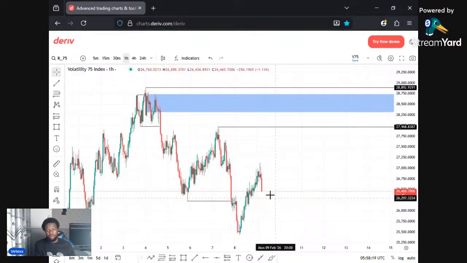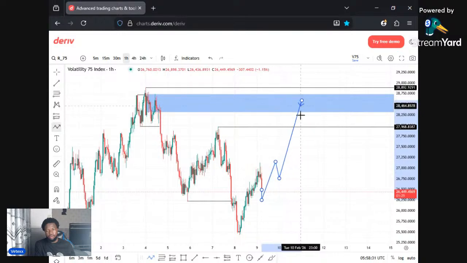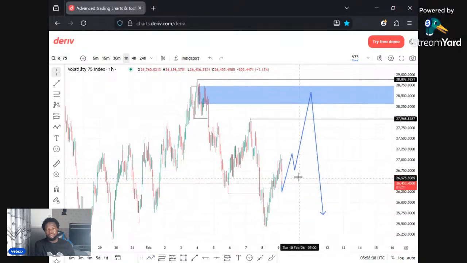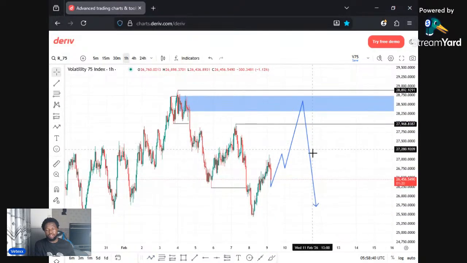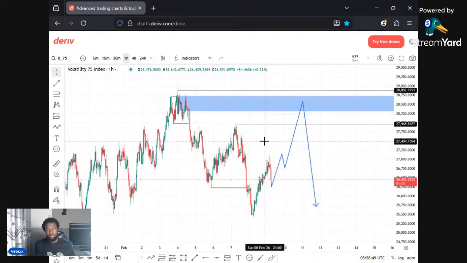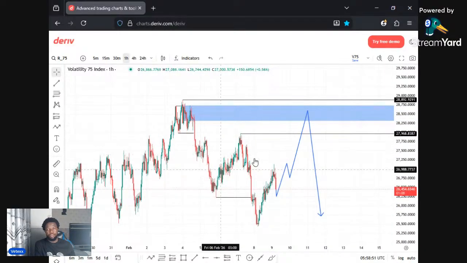And what do we anticipate? We anticipate price to do this. Move sell to the opposite direction. So this is what we anticipate. This is what we anticipate price to do on V75.